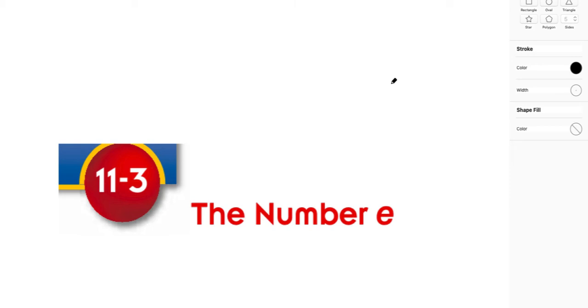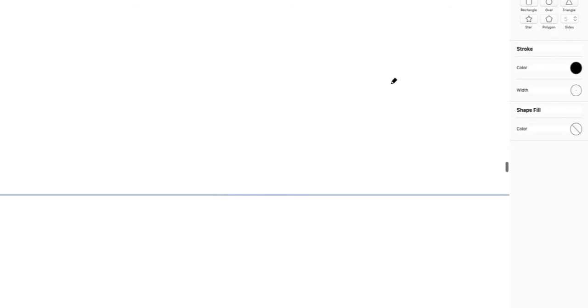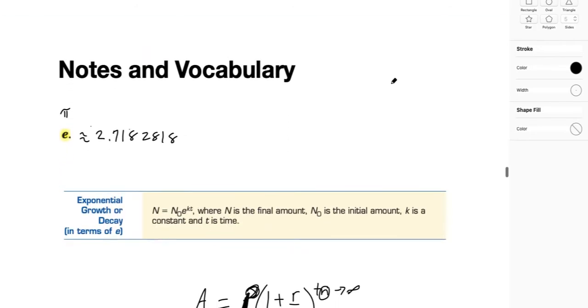Pre-calculus students, here we are in section 11.3. We're going to be talking about the number e. The number e is an irrational number, and so I put pi here because you'll remember that pi is also an irrational number. E is approximately equal to this value, and since it's irrational, I've got to use these wavy lines because I could never actually write out all the digits of e, but there are equations that we can use to explain what e is.